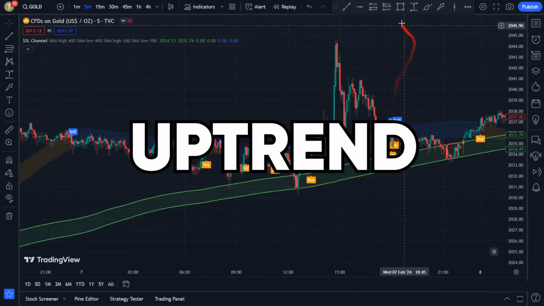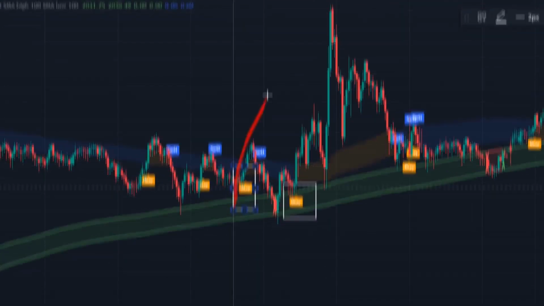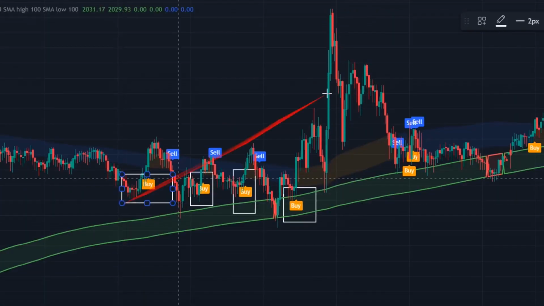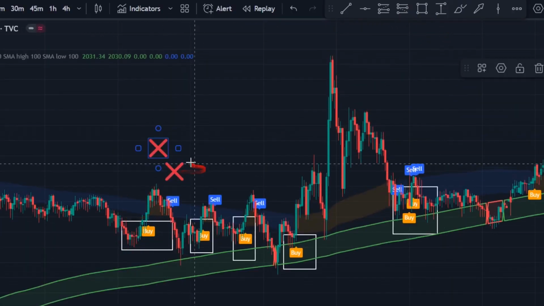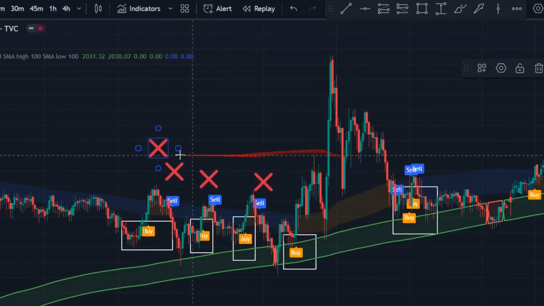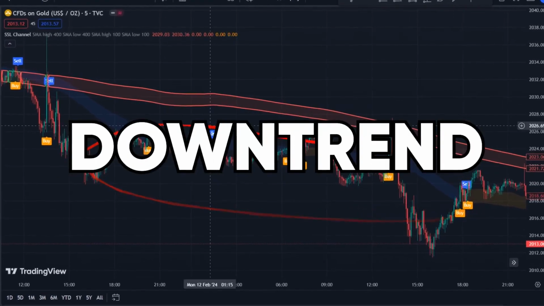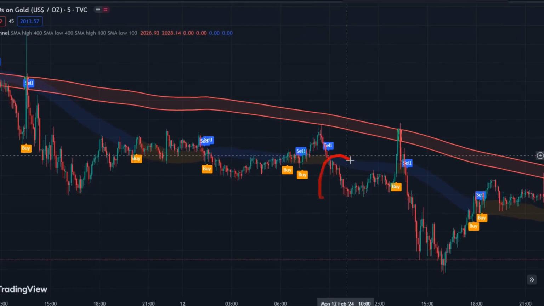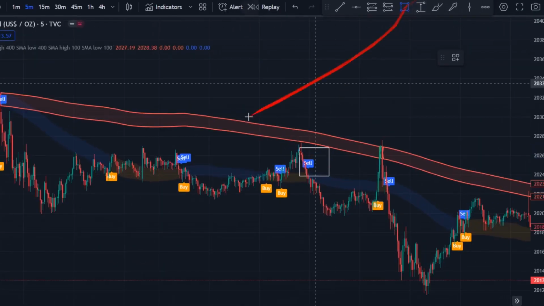If you are in an uptrend, we should only consider buy signals. And if we are in a downtrend, we should only consider sell signals and pay attention to them.